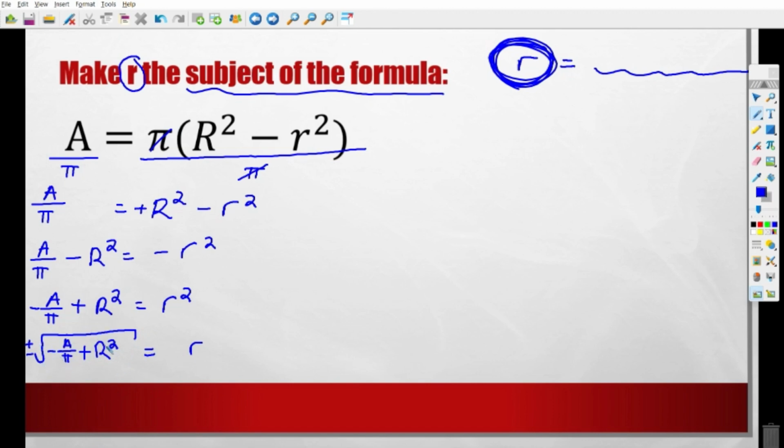I can't square root this r squared because I've got two terms. Okay, did I make r the subject of the formula? Yes, I did. And I don't care what's on the side. Right? It can be anything on this side. Okay? I'm not going to simplify it. I'm going to leave it just like that. Okay. Alright, now moving on to the next example. One more and then we're done.